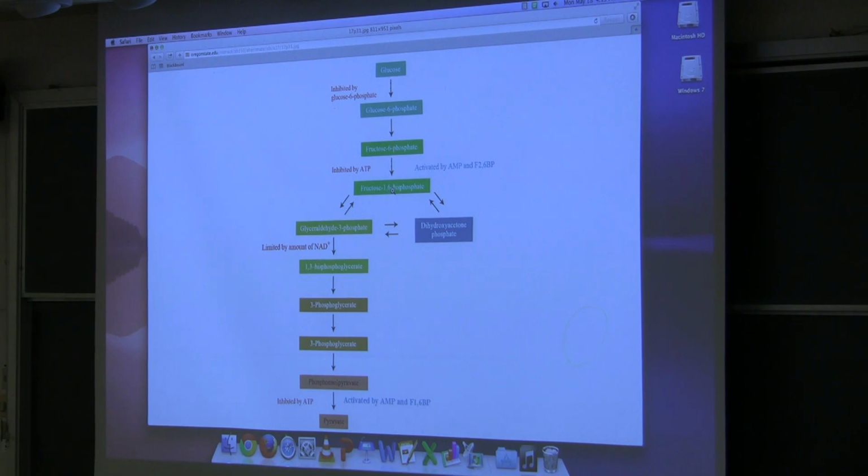Delta G equals delta G0 prime plus RT times the natural log of products over reactants. The smaller that ratio is, the more negative that log term is, right? How do I make that ratio as small as possible? By decreasing products and by increasing reactants. And I just told you how we did it. We increased F16BP. F16BP started pulling the reactions after it, and that decreased the products. That's how the cell gets around that energy barrier. It's really cool, and it's set up thanks to the regulation of the enzymes.